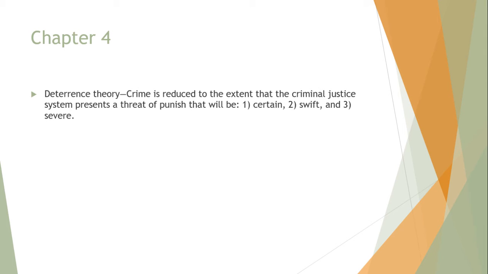So I put here that according to deterrence theory, crime is reduced to the extent that the criminal justice system presents a threat of punishment that will be one, certain, two, swift, and three, severe. So a couple of things here. Remember that Bentham's logic is that humans respond to incentives and disincentives, and if it looks like crime pays, that there are more benefits than costs, you're going to get a lot of crime. On the flip side, if you can make crime very costly, you'll get less of it.